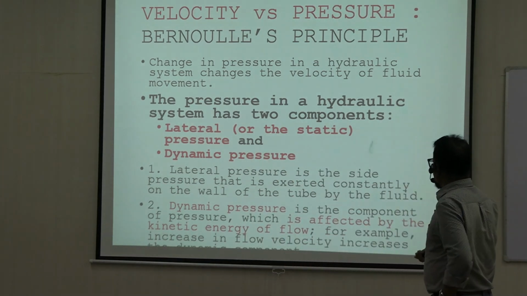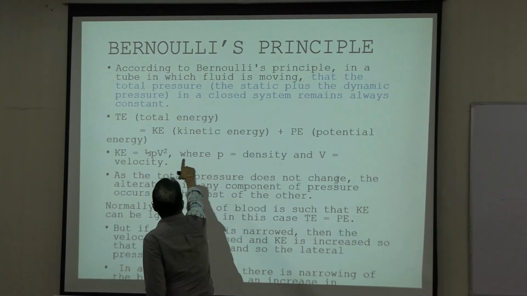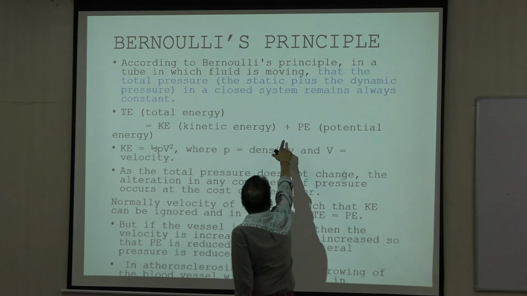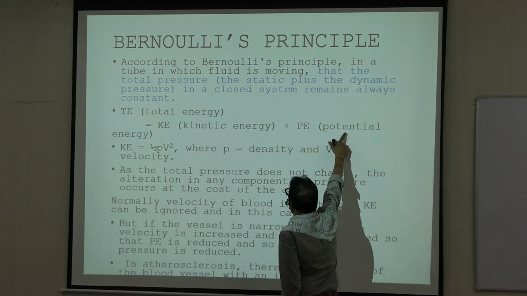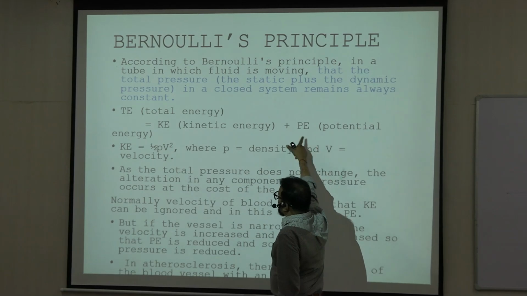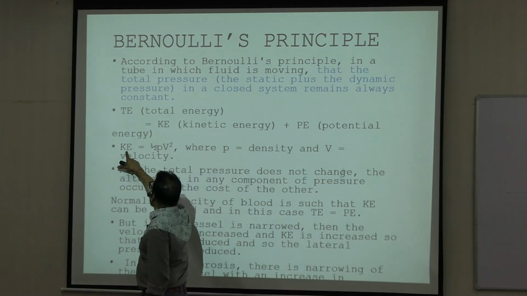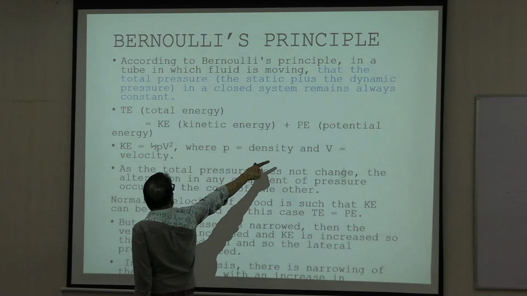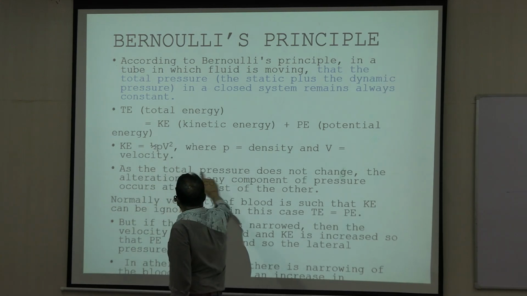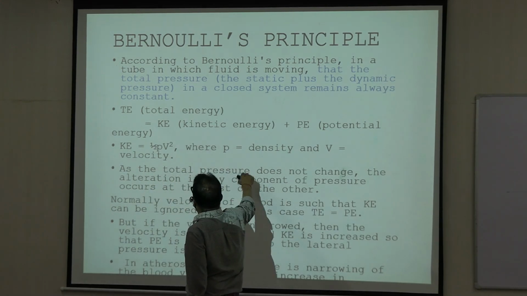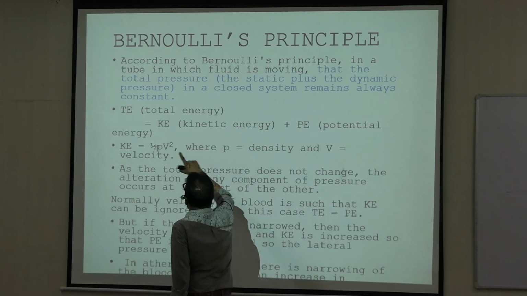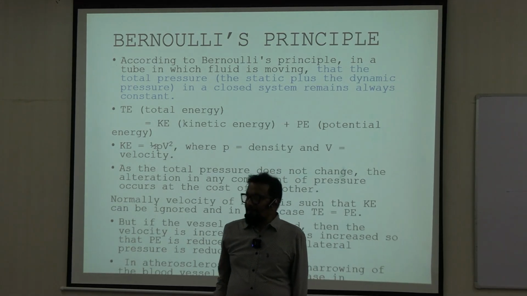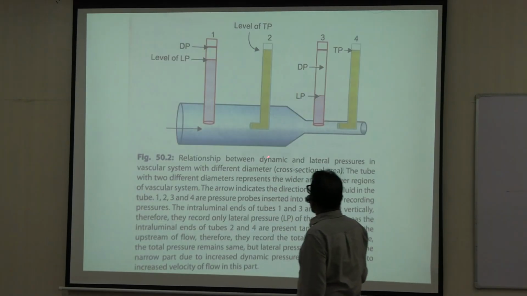Now you can see total pressure is equal to kinetic pressure, which means dynamic pressure, plus PE, the potential or lateral pressure. Kinetic pressure equals half rho V squared, where rho is the density and V is the velocity. In a normal blood vessel, V can be negligible. In that case, what happens to the equation? T is equal to PE. So kinetic pressure is ignored. But what happens? So study this.